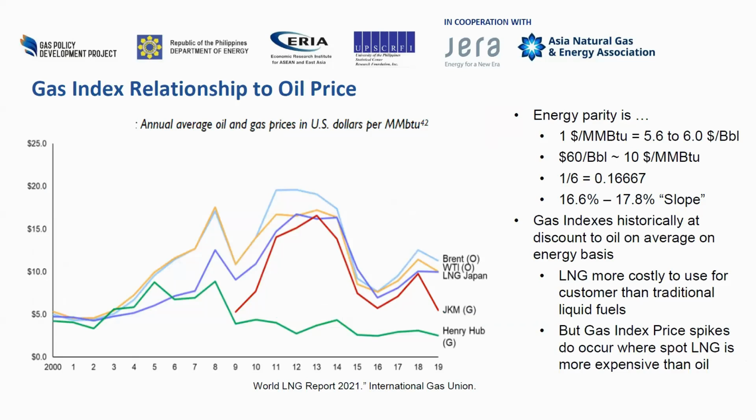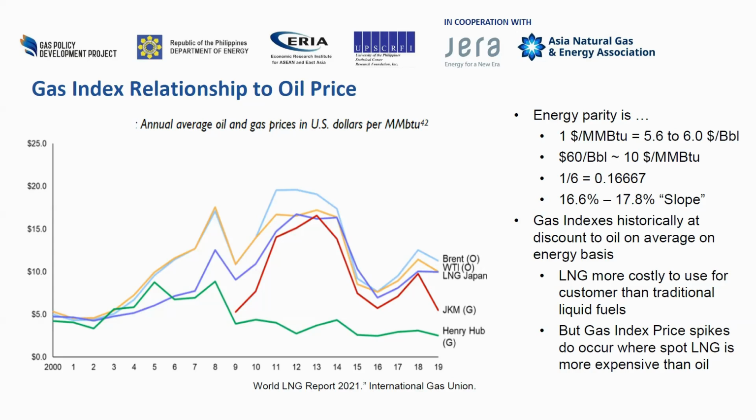So those are the gas indexes, and then you relate those to oil price. What do they mean as far as oil price is concerned? There's quite a simple energy parity calculation you can do. It's not 100% accurate, but it's pretty good. You basically divide the oil price by 6, or somewhere between 5.6 and 6, and that gives you the gas price. And all these things have slightly different energy contents, so it's not precise, but it's roughly the case.